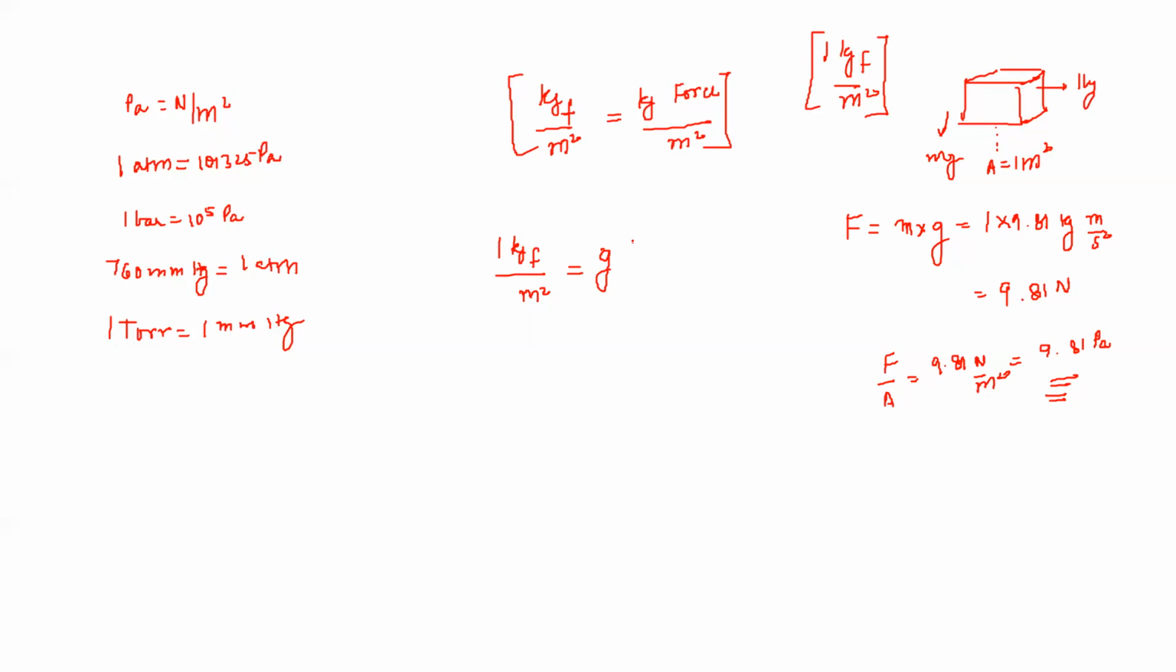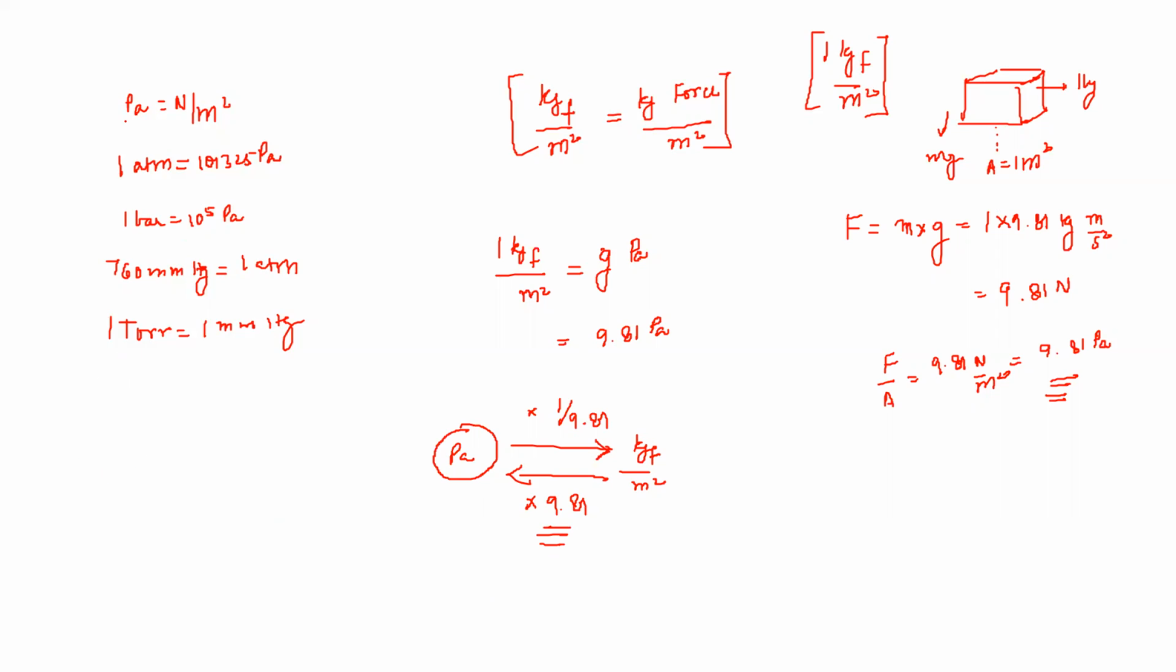So in short, 1 kg force per meter square is equal to g Pascal, or 1 kg force per meter square is equal to 9.81 Pascal. Hence, if you need to convert anything from Pascal to kg force per meter square, we have to divide by 9.81. And if we have to convert something from kg force per meter square to Pascal, then we have to multiply by 9.81.